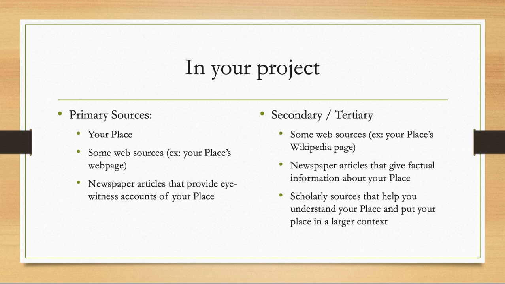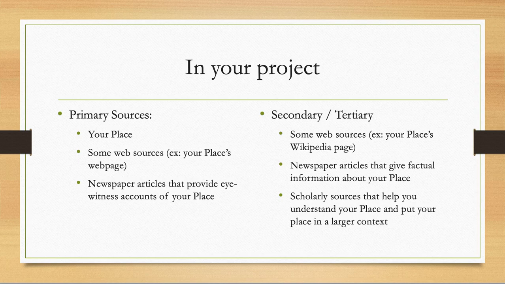Now, most of you can't go to your place anymore, so you're having to rely on web research to reintroduce yourself to your place. In that case, maybe you found web sources that count as primary sources. For example, if your place has its own website, you might consider that a primary source about the site. As we do more research, you may find newspaper articles that offer a glimpse of your place, a historical account or a snapshot in time. That might also be primary sources.